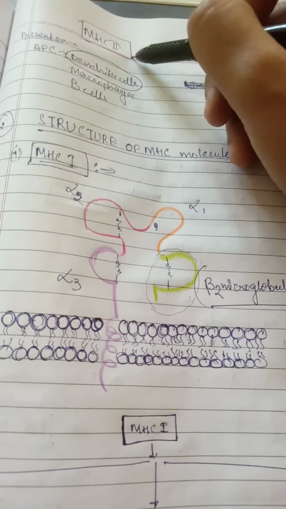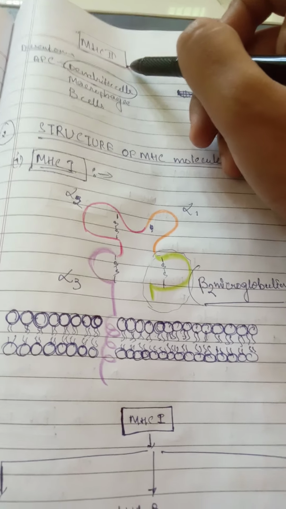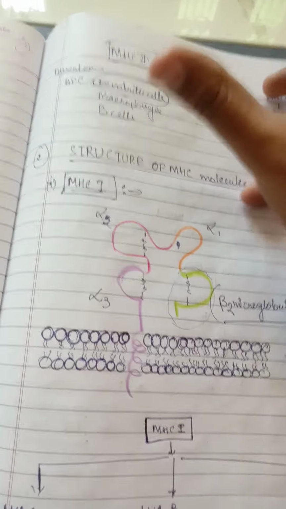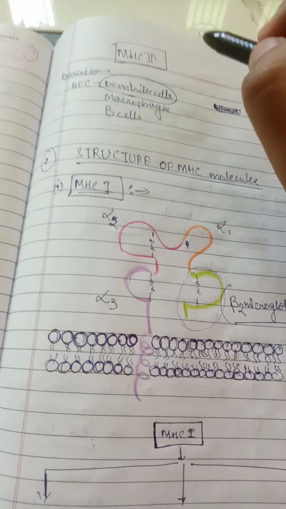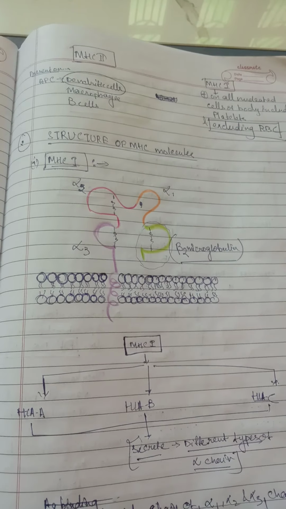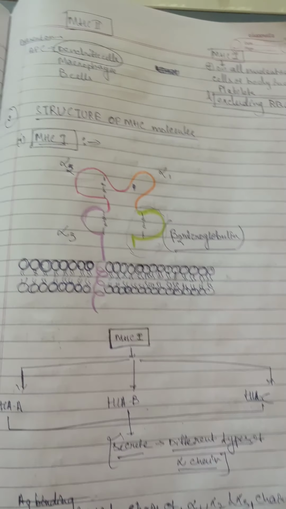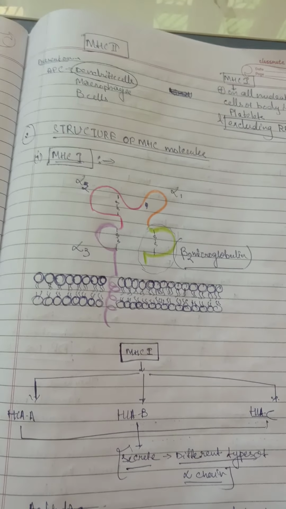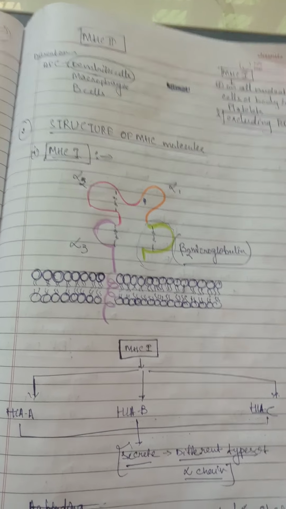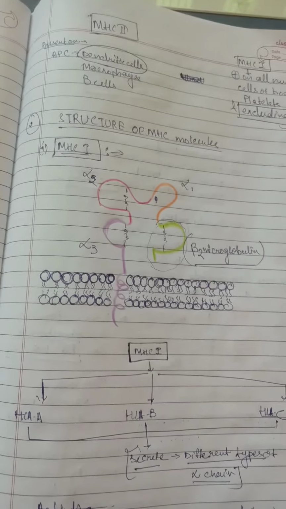Now, MHC2 molecules, since they represent the exogenous antigens, are present on antigen presenting cells, which are potential phagocytes also, that is dendritic cells, macrophages and B cells, whereas type 1 MHCs are present on all the cells of the body, all the nucleated cells of the body except RBCs, and including platelets also.